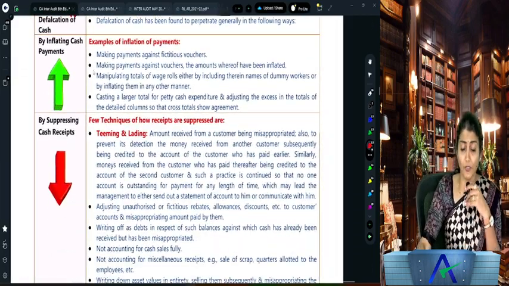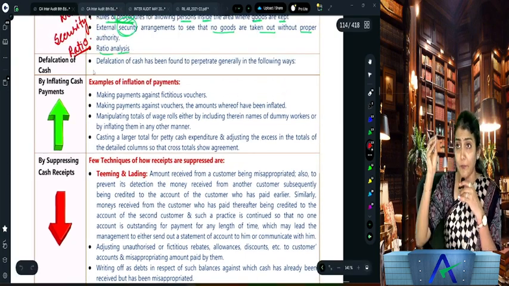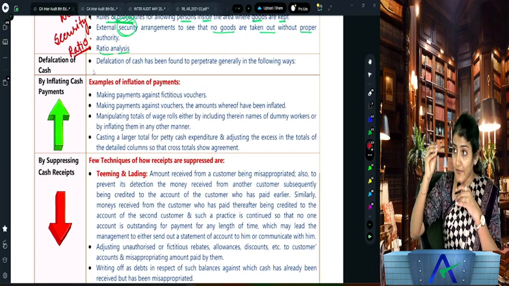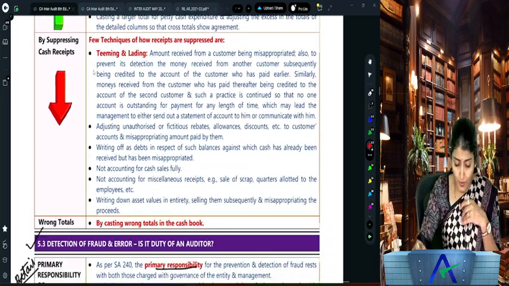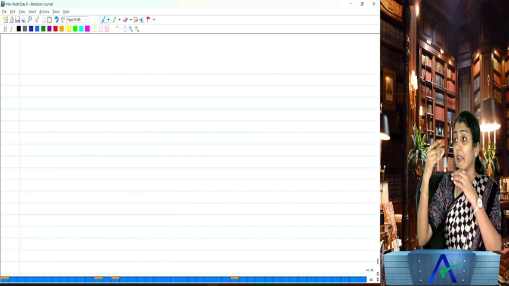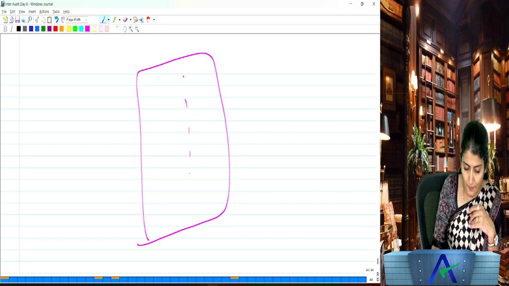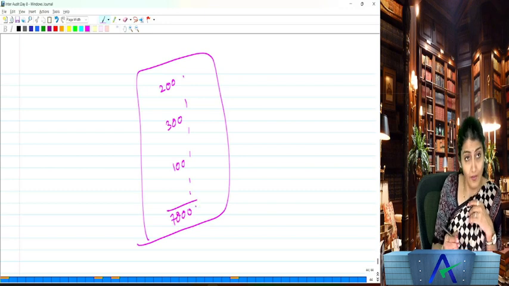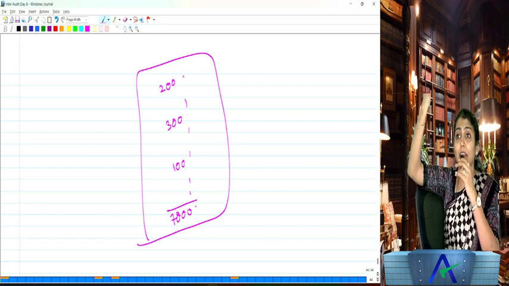In that, now coming to the defalcation of the cash, in which we have inflating the payment or suppressing the receipts, or casting the wrong totals in the cash book. How do you cast the wrong totals in the cash book? Now this is possible when the company is maintaining manual books of account, right? So what does it say? Manual books of account, this page total, right? 200, 300 and 100. What is the total? 7,000. And this total, taking it to the next page by casting the wrong totals in the cash book.